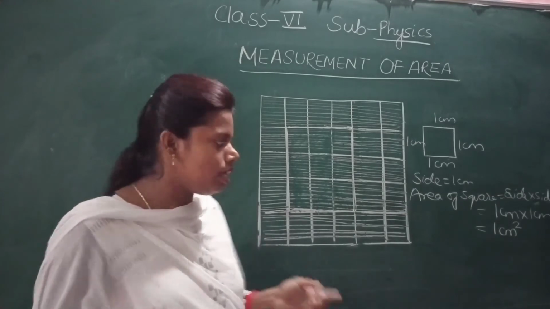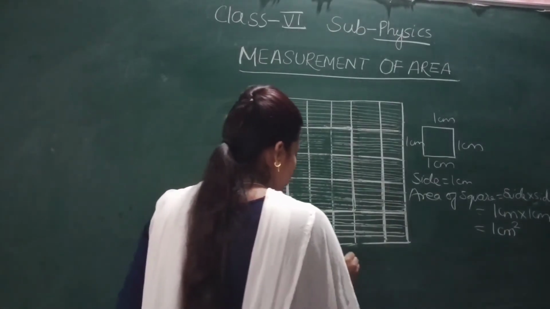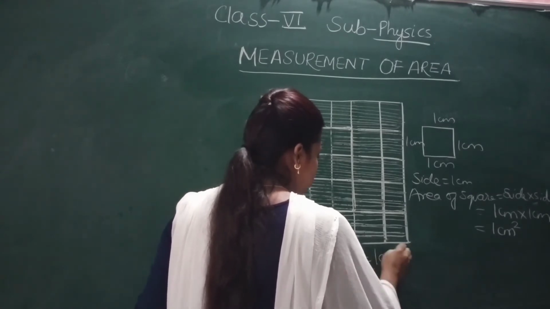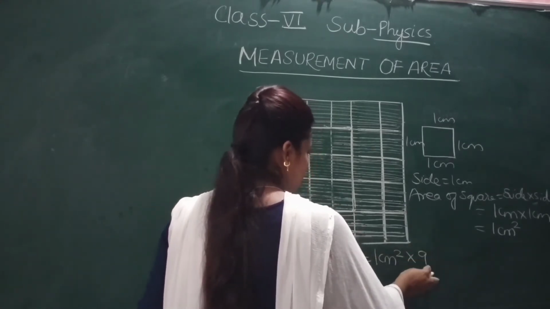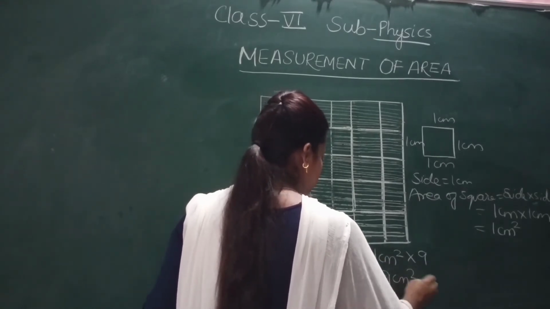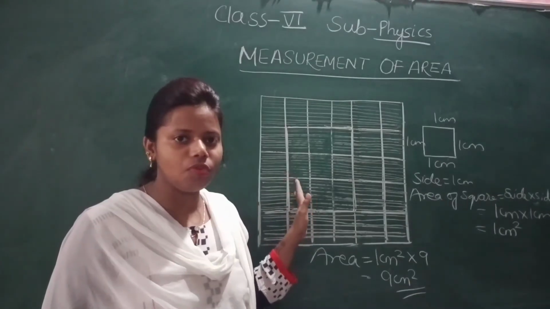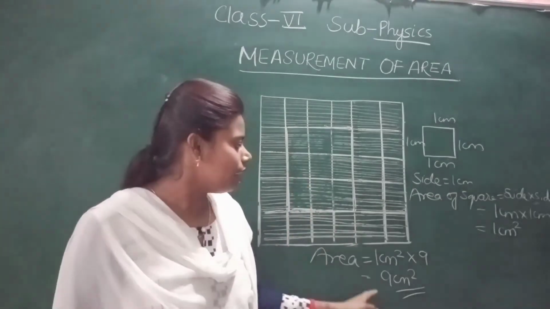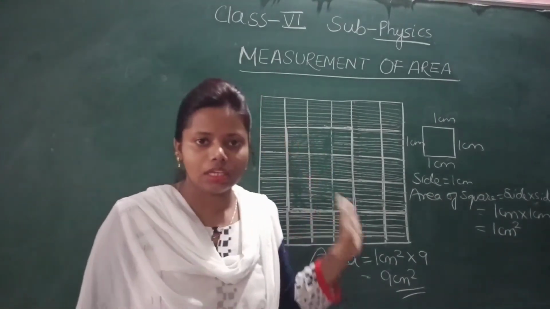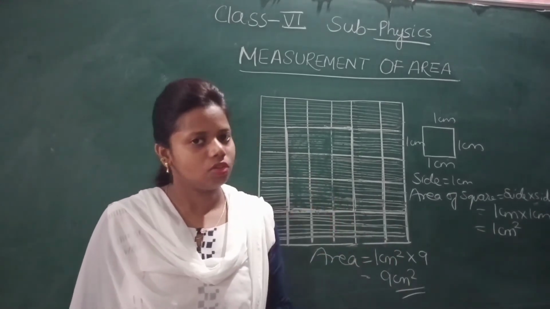So it has become easy. What is the area? It is 1 centimeter square into 9, because there are 9 boxes. So 1 nine is 9 centimeter square. The area of the book which I have traced on this graph paper is 9 centimeter square, because one box area is 1 centimeter square.